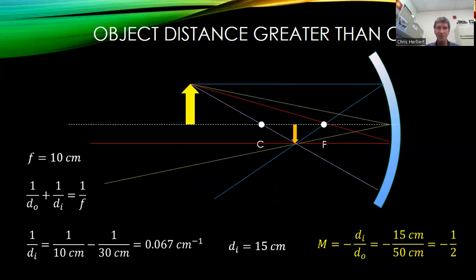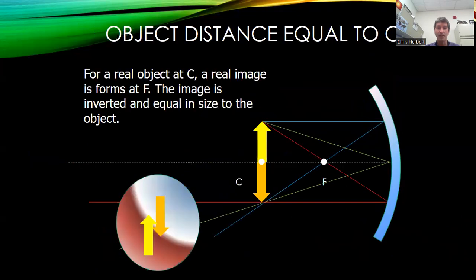Moving it closer. What if I move it to the location of C? This is the case where we actually get an image which is just as big as the object, but we would say the magnification is -1 because it's upside down. It's inverted.